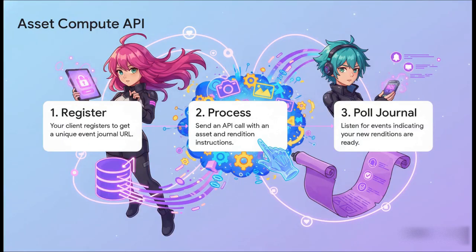And here's a perfect example of how they work together. Take the Asset Compute service. First, your app signs up to get its own unique journal, which is basically just a log of events meant only for you. Then you make an API call and say, hey, take this asset and make a thumbnail for me. Now, that's not going to happen instantly, but instead of just sitting there and waiting, your app just listens to its journal. As soon as the thumbnail is ready, an event pops up in the journal telling your app, okay, it's ready, go get it. It's a beautiful, clean, event-driven workflow.